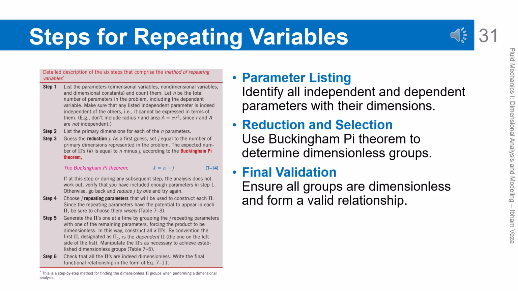Steps for repeating variables. The first step is to identify all independent and dependent parameters along with their dimensions. After that, the Buckingham pi theorem is used to determine the number and form of the dimensionless groups. Repeating variables are then chosen to construct each pi group systematically. The obtained results must be checked again to ensure that they are truly dimensionless. With this procedure, complex physical relationships can be simplified in a consistent way.